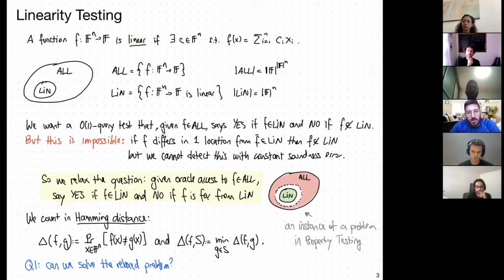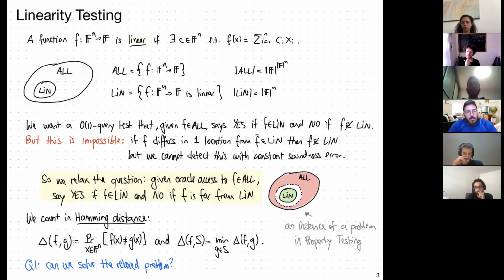Sorry, what is S here again? So S here is just an arbitrary set. I just try to say what I mean by the distance from a set. So in this setting, the set I care about would be Lin, the set of all linear functions. And so the distance from the set of linear functions means: out of all elements of the linear set, which one of them am I closest to.